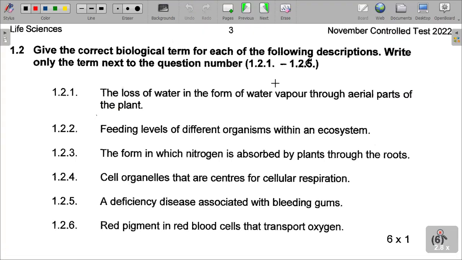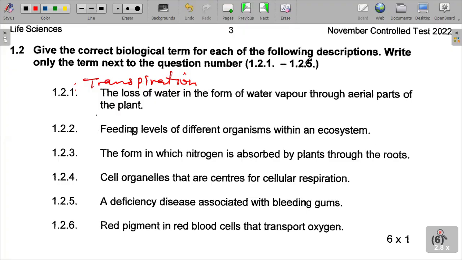Give the correct biological term for each of the following descriptions. Write only the term next to the question number. Like I said, I'm always going to use the first question to demonstrate. The loss of water in the form of water vapor through aerial parts of the plant is called what? It is called transpiration. Transpiration is the loss of water vapor through the aerial parts of the plant.